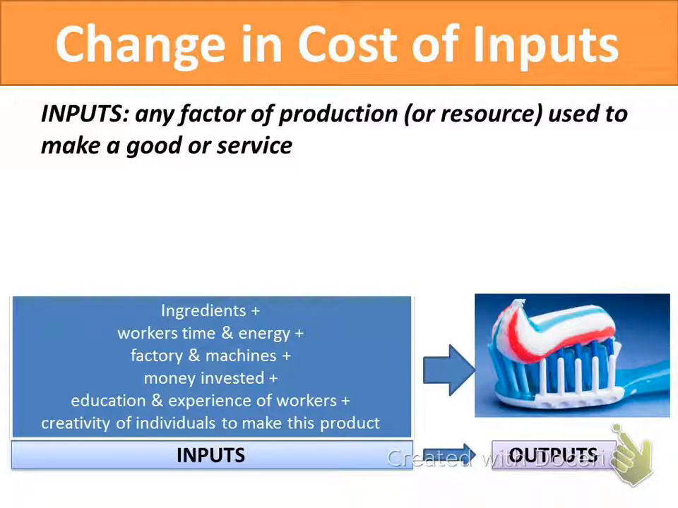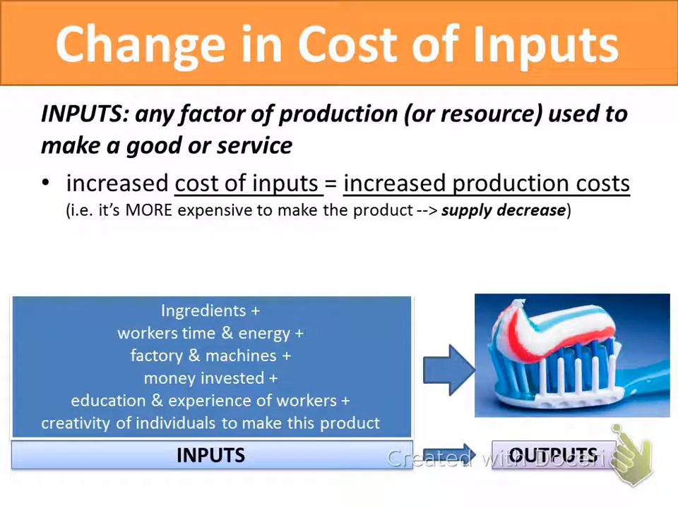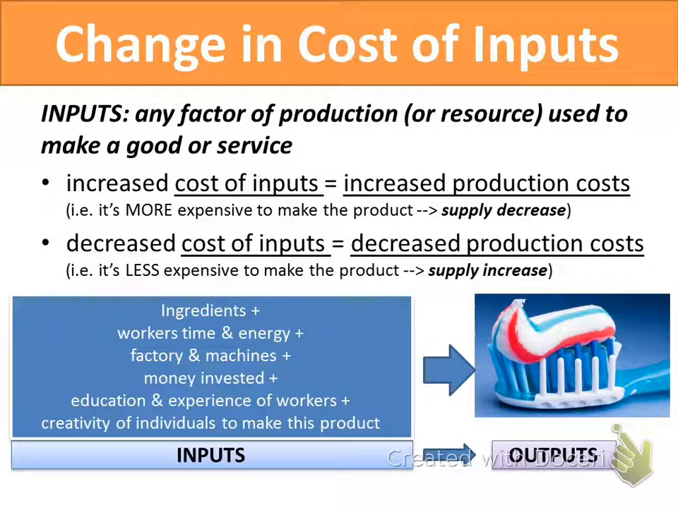You can refer back to the circular flow model. Firms have to buy the factors of production from households. Therefore, these things cost a certain amount of money to the firms. And if those things change their price, then it's going to affect how much a company is able to make. So, for example, an increased cost of inputs is going to produce an increased production cost. Therefore, it's more expensive to make the product, and our supply is going to decrease. It will shift to the left. On the other hand, we could have decreased cost of inputs. Maybe the inputs are cheaper, and we have decreased production cost, so it's less expensive to make the product, and we have a supply increase.